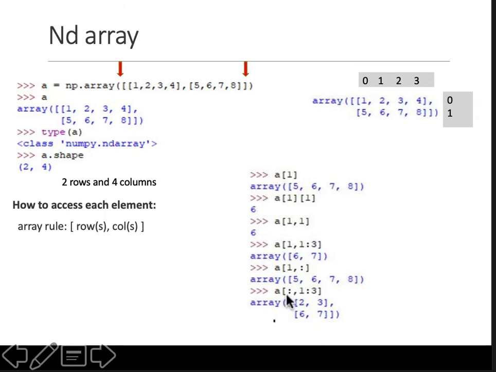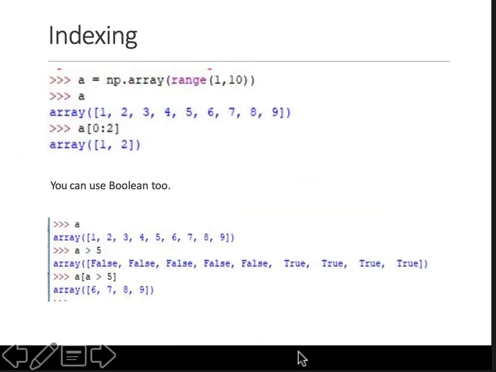This one says all rows and columns 1 and 2. So all rows, so first this row, columns 1 and 2 is 2 and 3. That's here. Then go to the next row, columns 1 and 2, 6 and 7, and so on. So just to show you how to use indices in one-dimensional arrays that we've seen back here.